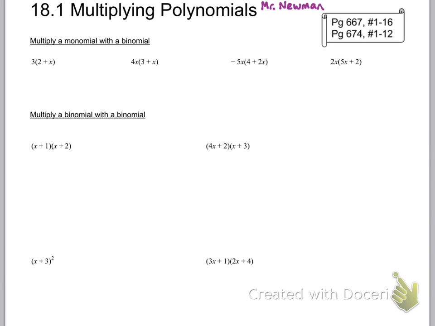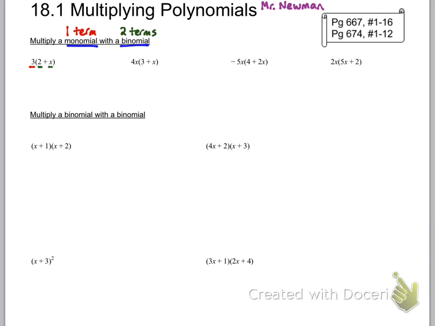There are three types of multiplication we're going to look at. The first is multiplying a monomial with a binomial. Remember that a monomial has one term and a binomial has two terms. So you see this first one, for example, here, 3 times 2 plus x. The monomial is 3 and the binomial is 2 plus x.